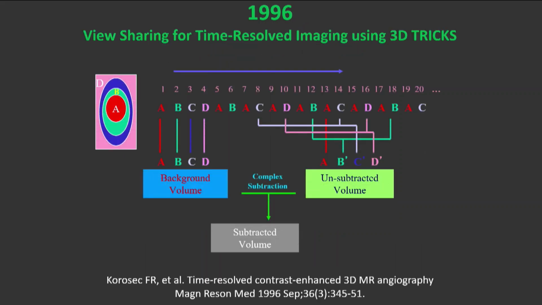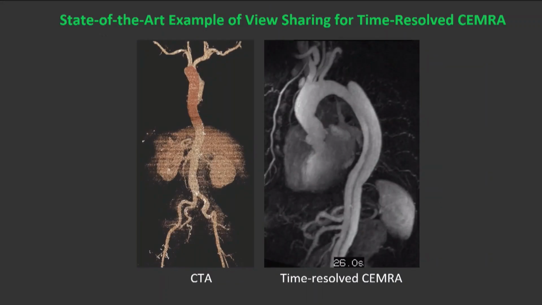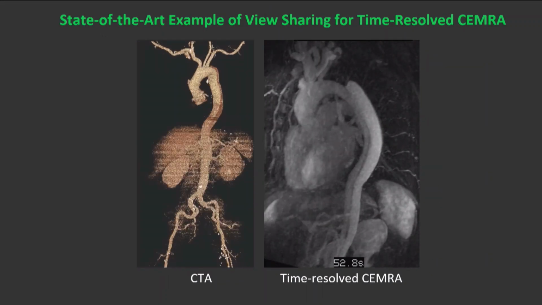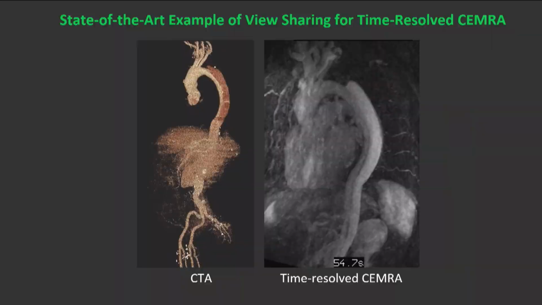A few years later, Frank Korosec and Tom Grist and coworkers at UW-Madison invented view sharing. It wasn't the first view sharing approach, but it was the most effective view sharing approach, the TRICKS technique, that allowed people to do images where you separated things by time. And this is something CT angiography still can't do very well. This is a big advantage for MR. And now, of course, we have very sophisticated implementations of this, can get beautiful, clinically useful, time-resolved angiograms with just a few cc's of contrast material.